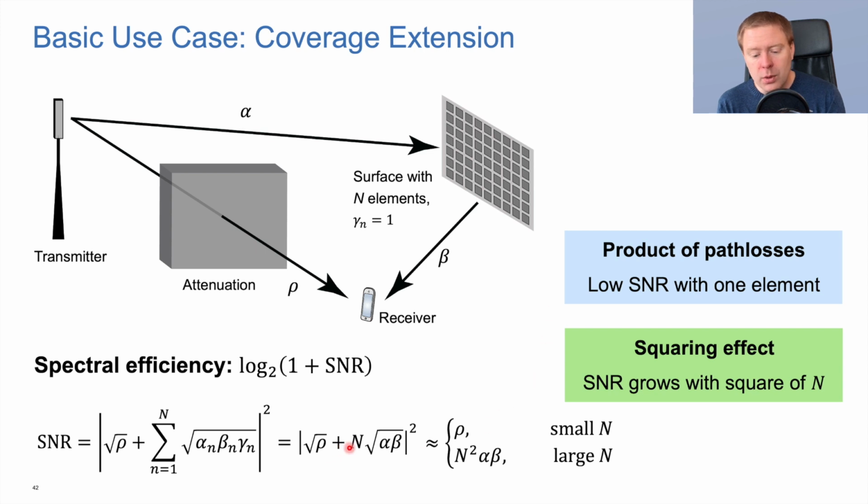So if n is small, this is probably equal to just having the direct path. We square it and we get rho. While if n is large, so that this term is dominating over the direct path, we can remove the direct path and we get n squared times alpha times beta for large n. So then for large n, we have a squaring effect that the SNR grows with the square of the number of elements, while at small n, the surface will not make any big difference.